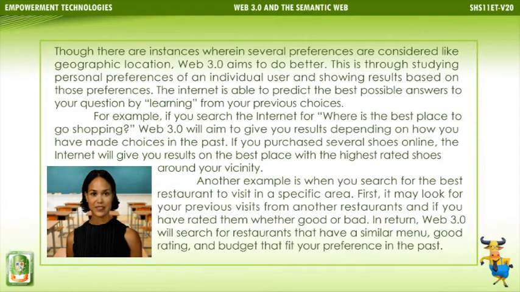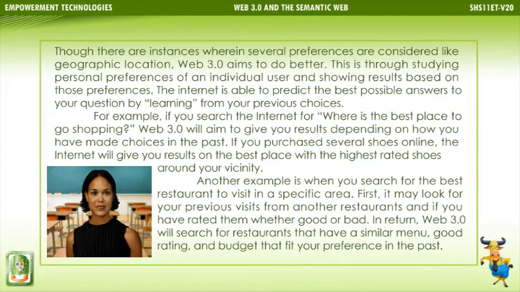The internet is able to predict the best possible answers to your question by learning from your previous choices. For example, if you search the internet for, where's the best place to go shopping? Web 3.0 will aim to give you results depending on how you have made choices in the past. If you purchase several shoes online, the internet will give you results on the best place with the highest rated shoes around your vicinity. Another example is when you search for the best restaurant to visit in a specific area.